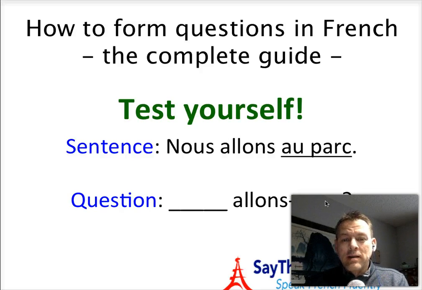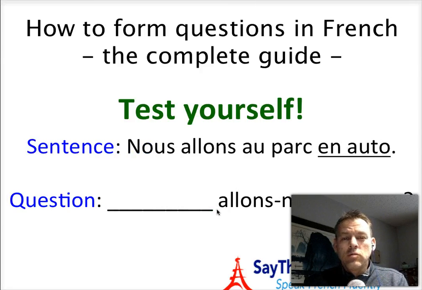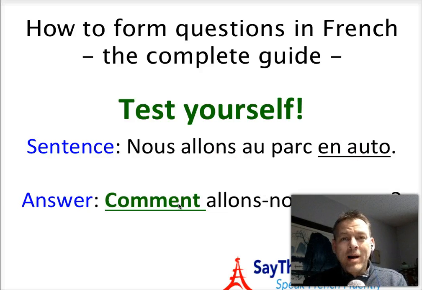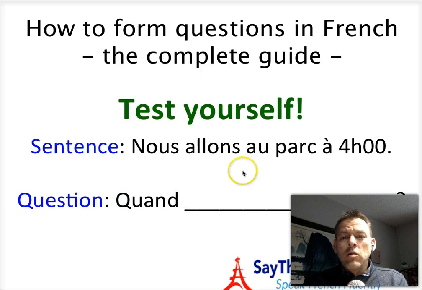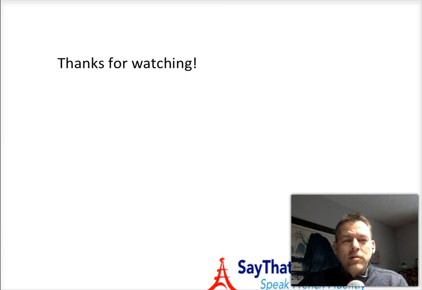Let's look at a few examples. Nous allons au parc. What would be a good word to put right in there? Où allons-nous? Excellent. Nous allons au parc en auto. How? Comment allons-nous au parc? Excellent. Nous allons au parc à 4 heures. Quand allons-nous au parc? You could also say, quand est-ce que nous allons au parc?